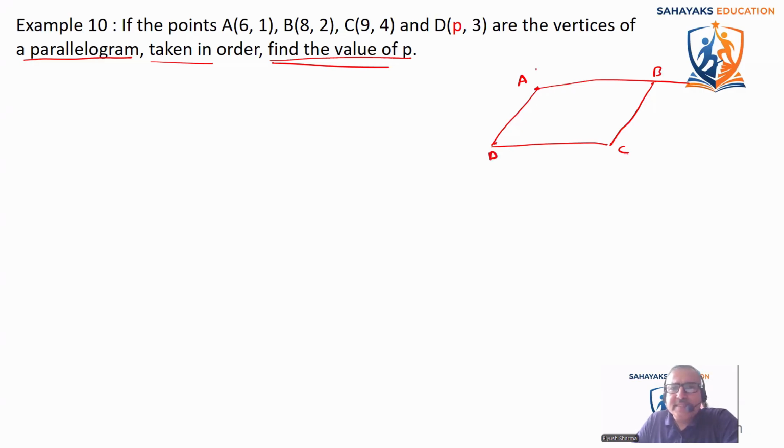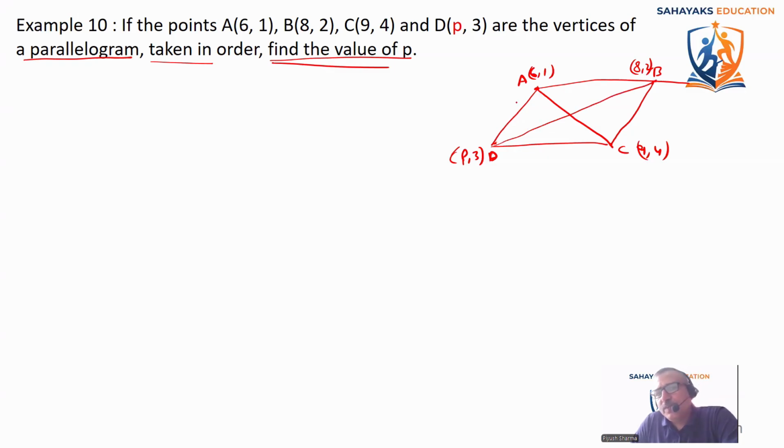Now A is 6, 1. B is 8, 2. C is 9, 4. And D is P, 3. It's P, 3, where P is the small p. Now, how to find this value? To find this value, we are going to use one property of a parallelogram. That property is that the diagonals bisect each other.